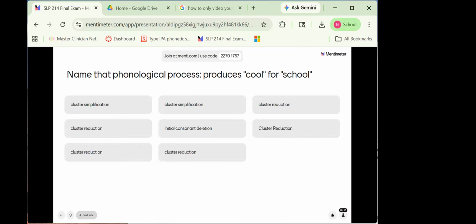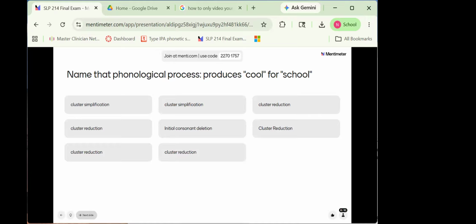Okay, let's look at responses. Cluster reduction, cluster simplification, yes. That is the right answer. So thinking about school, sk is a blend and it's two consonants together. What's changing from school to cool is that first sound has come off. We know it's a consonant cluster because the two consonants are together. One is coming off.